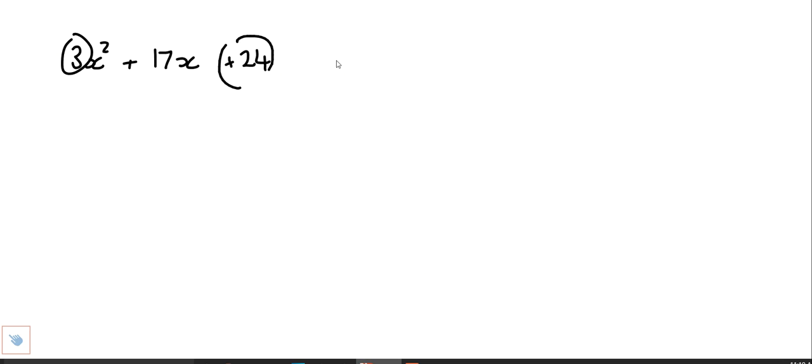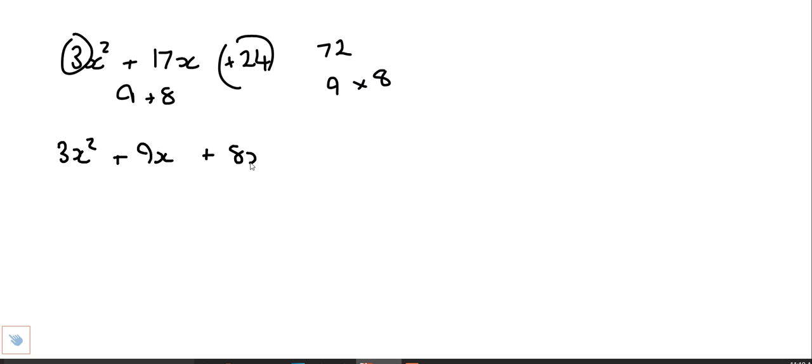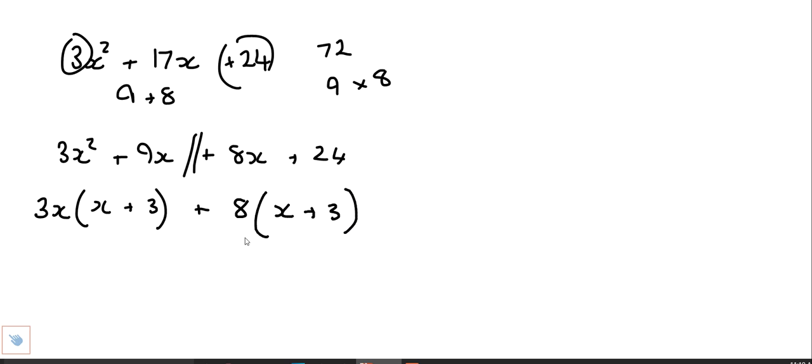Right, the next one then, just to go through it very quickly. 3 times 24 is 72. So we find 9 times 8, and 9 plus 8. So we've got 3x squared plus 9x plus 8x plus 24. Split it, gives me 3x, bracket x plus 3, plus 8, bracket x plus 3. That gives you 3x plus 8 and x plus 3. Did you get that right? Yes.